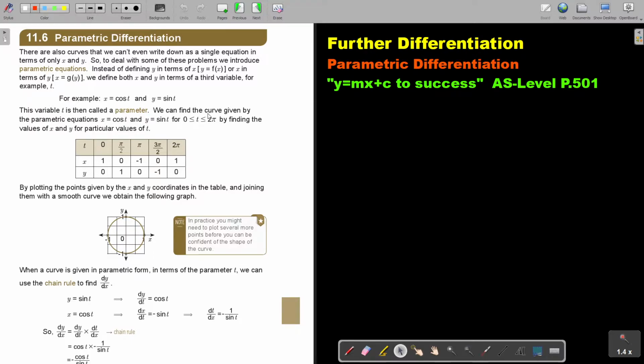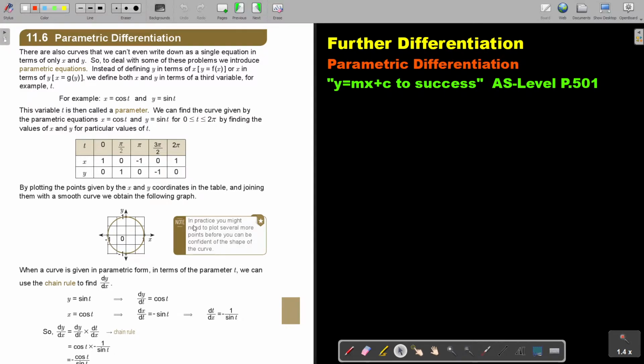We can find the curve given by the parametric equations x equals cos t and y equals sin t for t bigger than or equal to 0, smaller than or equal to 2 pi, by finding the values of x and y for particular values of t. So if we substitute 0 therein, these are the values that we will get for x and for y, and the same there. Then, by plotting the points given by the x and y coordinates in the table and joining them with a smooth curve, we obtain the following graph. Okay, there is the graph.